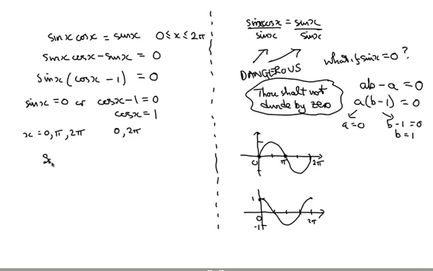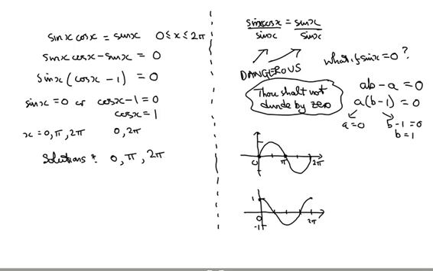So the solutions in this case, we certainly don't mention 0 twice. There is only one angle of 0. So the solutions are 0, pi, and we only mention 2 pi once. There it is. So there's 3 solutions for x that make this statement true.